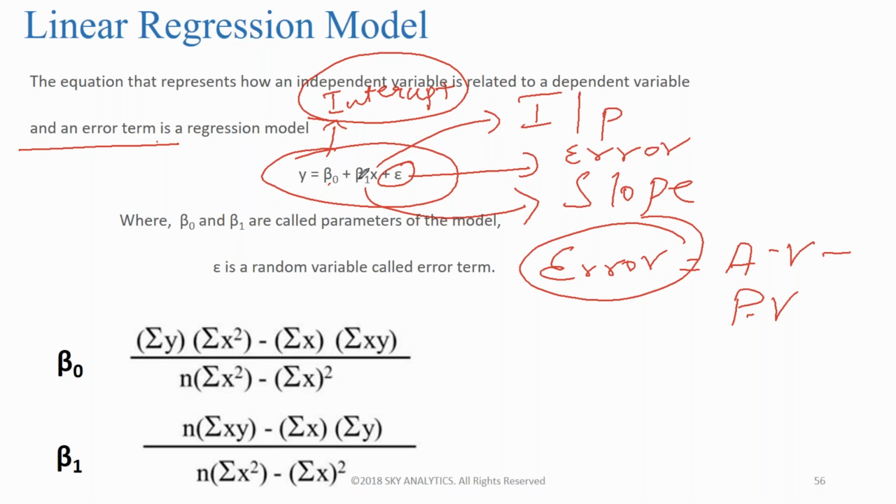So y is equal to beta naught plus beta 1x plus epsilon is your linear regression equation, where beta naught is your intercept, beta 1 is your slope, x is your input variable, and epsilon is your error, which is the actual value minus the predicted value.